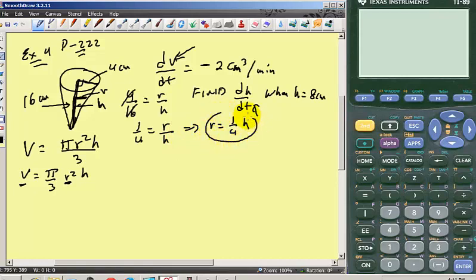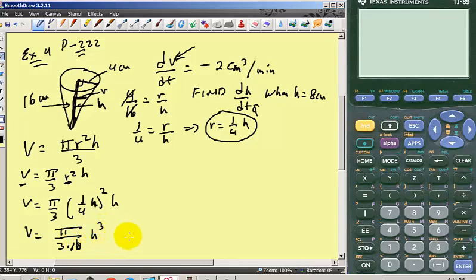I'm going to use that information and plug it back into my volume equation. So pi thirds times 1/4 h quantity squared, times h. If I clean this up a little bit, I'm going to have volume is equal to pi over 3 times 16 h cubed. I left it as 3 times 16 because you'll see in a second what I'm going to do.